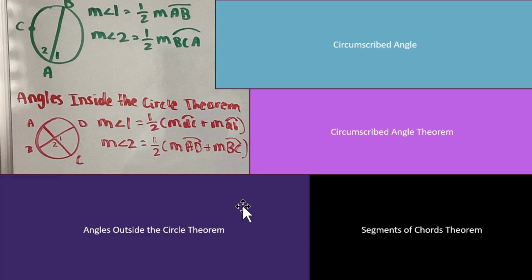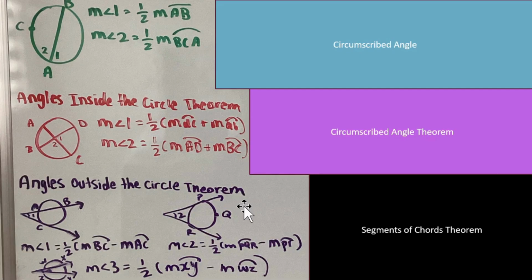Now, the angles outside the circle theorem. As you see, angle 1 is equal to half of BC, so you see this BC here, minus AC. Whenever you see an angle like this, where one line goes like that and one goes through the middle, it's half of the outer minus the inner. It will always be outer minus inner because you cannot have a negative angle. Okay? That's how that one works.